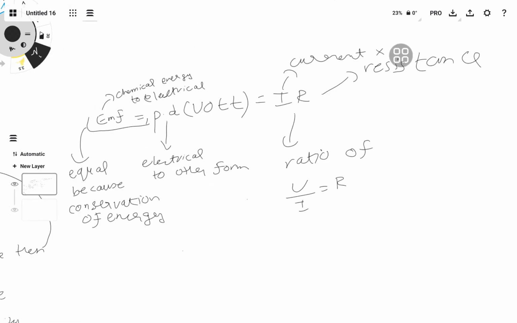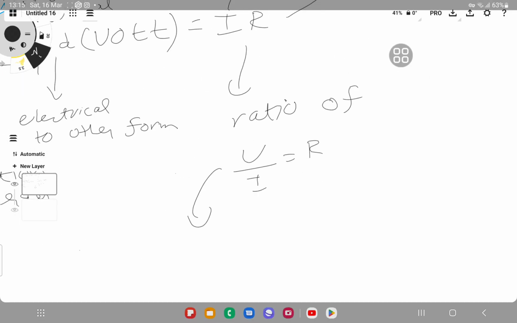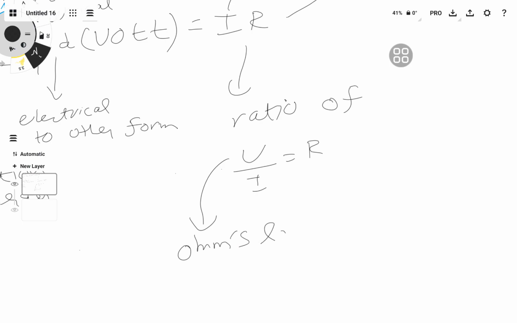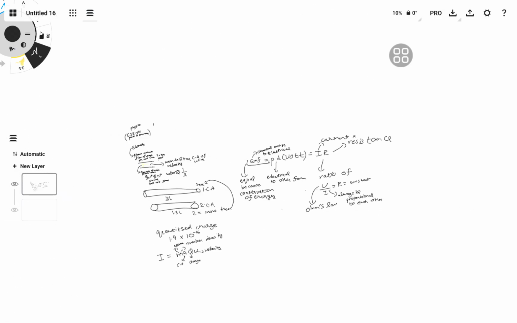So basically we have discussed till now. Let's discuss a bit about Ohm's law. It is basically like if we have resistance constant, then V and I will always be proportional to each other, okay?